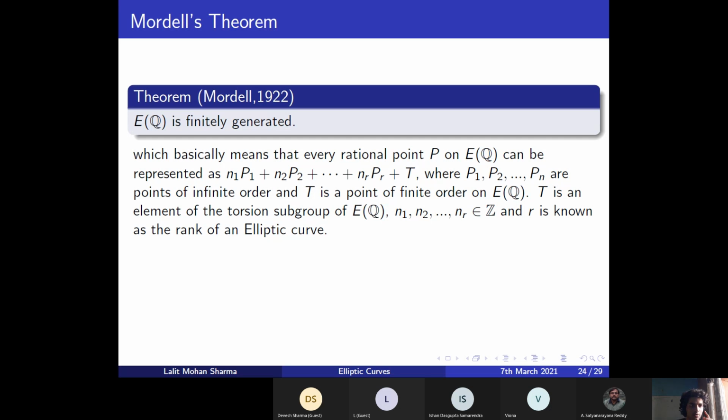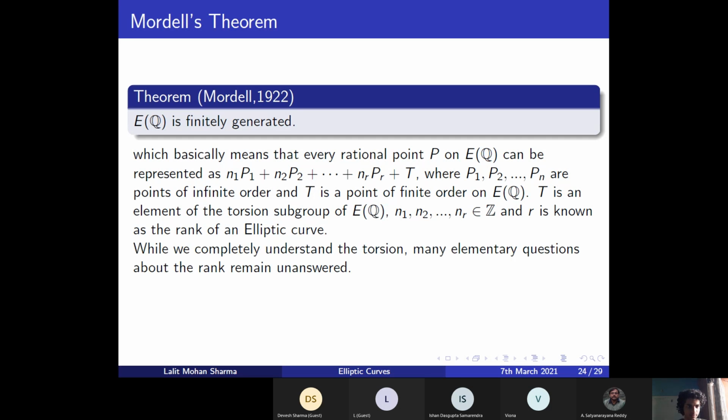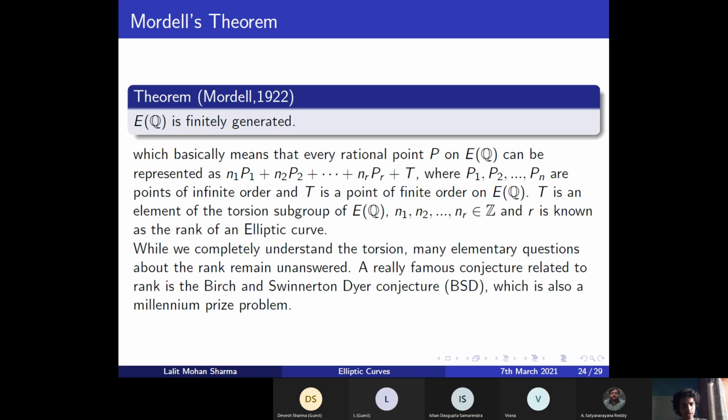So we just know very little about the rank, and it has led to a lot of open questions. And even the Birch and Swinnerton-Dyer conjecture, which is a Millennium Prize problem, is also related to the rank of an elliptic curve. With a Millennium Prize problem, you basically solve it, and it's the most difficult way in which you can earn $1 million.